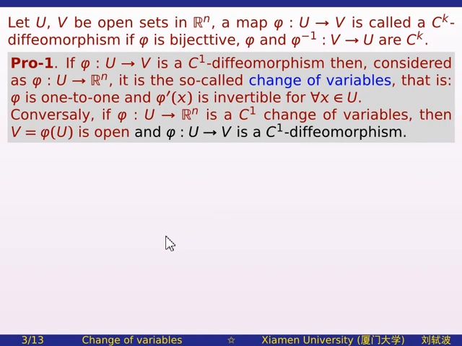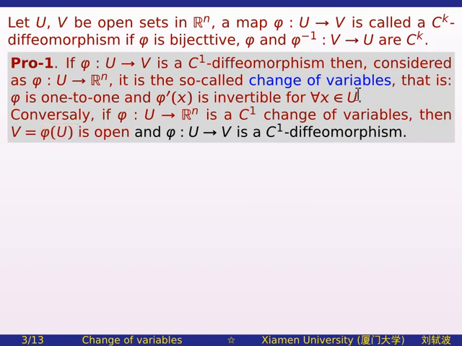They are almost the same, except that for a change of variables, the codomain of the map, the target domain, is Rn. If you replace this Rn by the image of the map, then it is bijective and it is a diffeomorphism. Okay, so we prove this proposition.